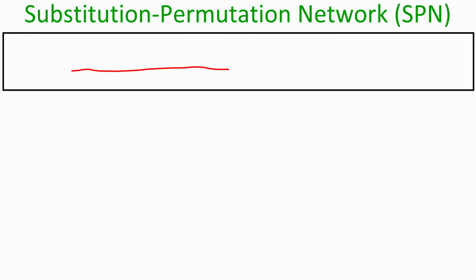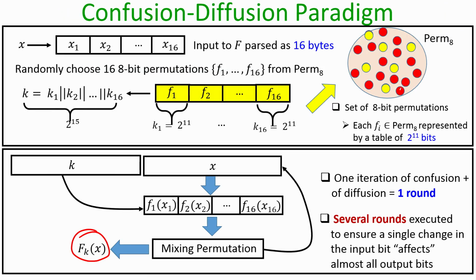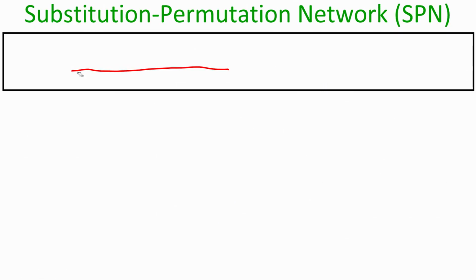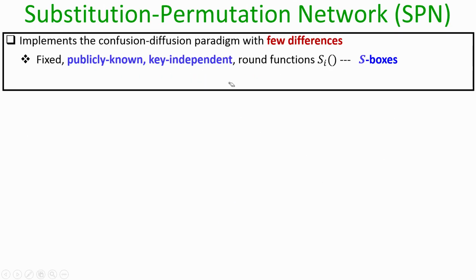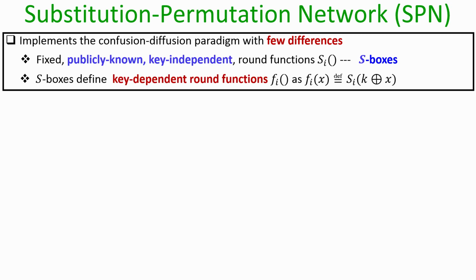That means, if I go back and see the description of the confusion-diffusion paradigm, the confusion was coming because the value of the key was determining the round functions that we are using. But in the substitution permutation network, there are no round functions which are key dependent, everything is publicly known. So, now you might be wondering, if the round functions that we are going to use in SPN are publicly known and key independent, how exactly is the confusion going to be brought about, with respect to the viewpoint of the adversary?